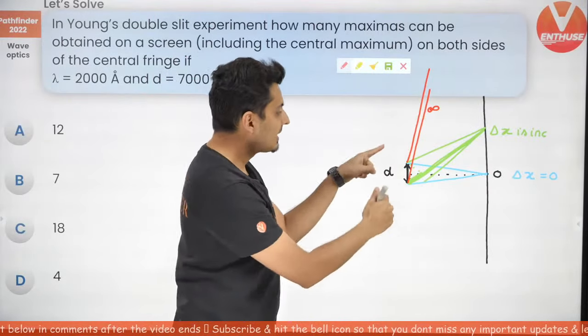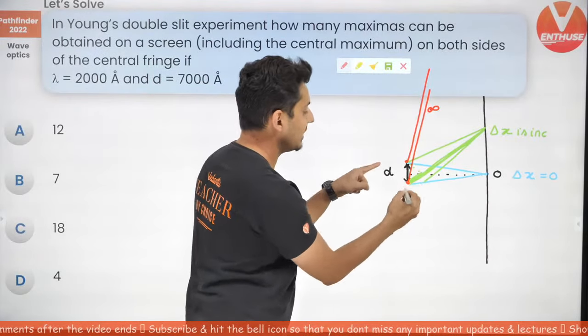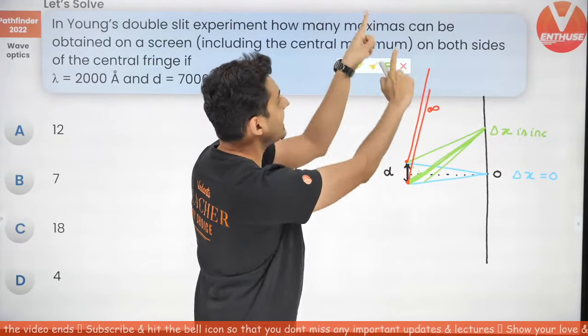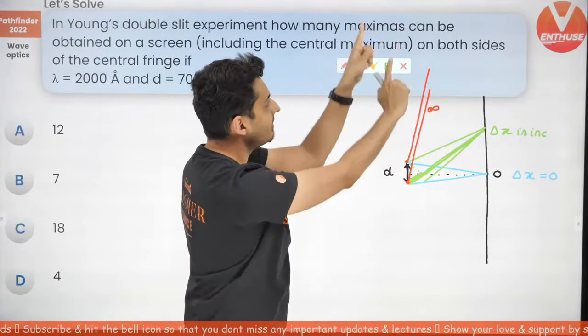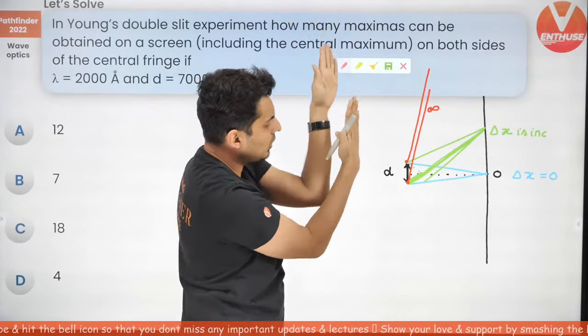Okay, so think about it from this point and this point. If you compare, when the rays reach at infinity, a very, very far distance, almost parallel.